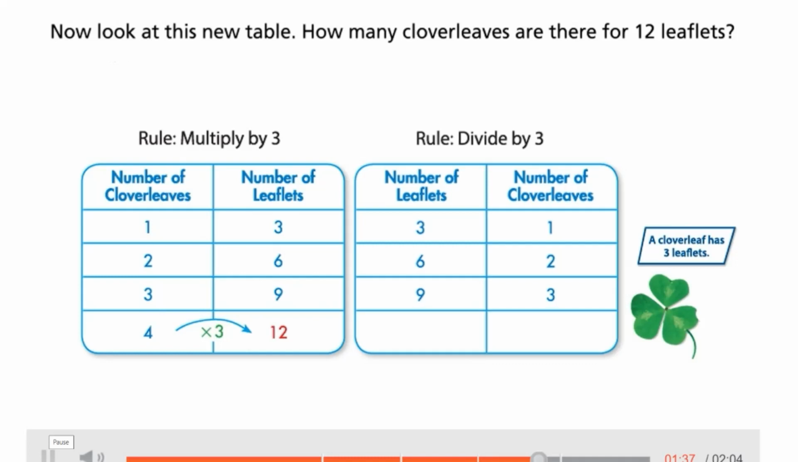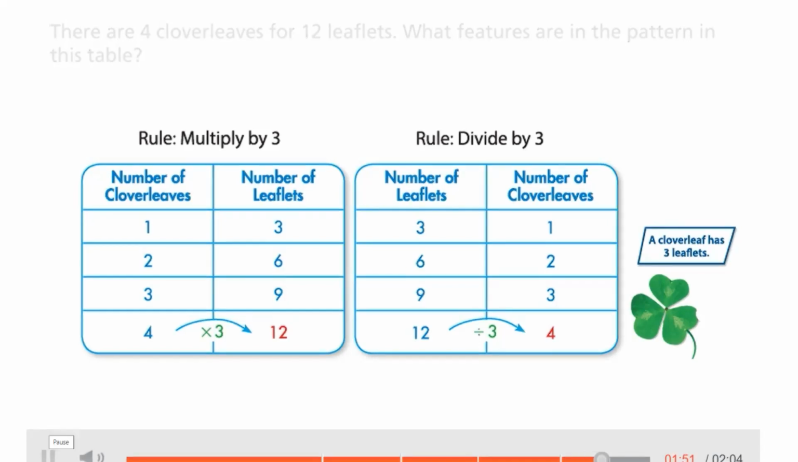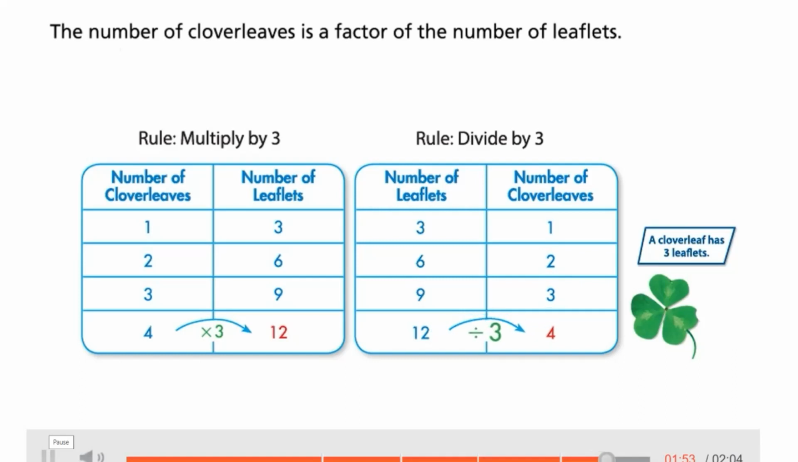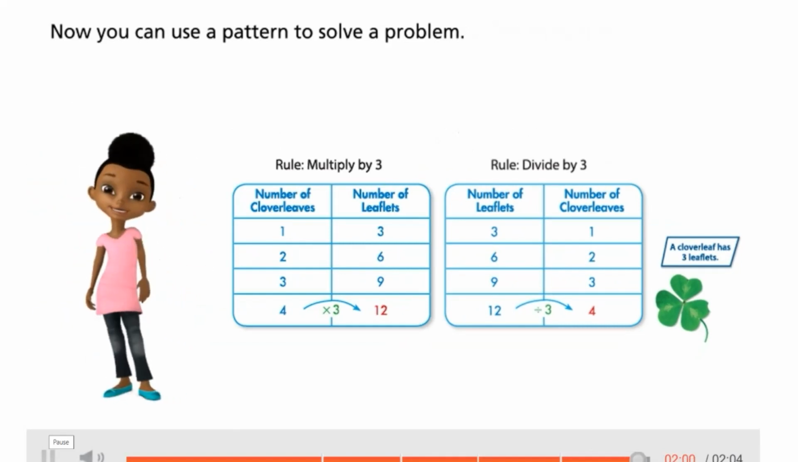Now look at this new table. How many clover leaves are there for 12 leaflets? There are 4 clover leaves for 12 leaflets. What features are in the pattern in this table? The number of clover leaves is a factor of the number of leaflets. Now you can use a pattern to solve a problem.